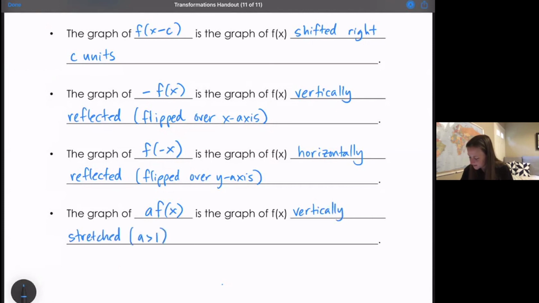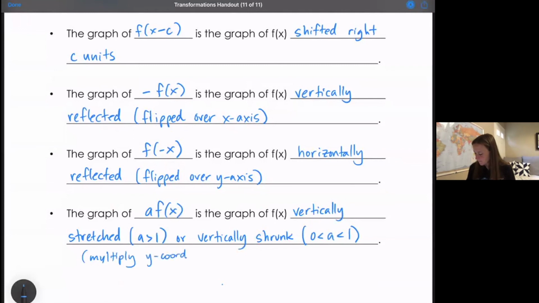And that happened when a was a big number, right? Stretching your paycheck with a big number, or vertically shrunk. And that's going to be a number that's less than 1. I'm going to say that it's between 0 and 1. We know that if the number gets negative, that's going to affect a flip. So vertically stretched or vertically shrunk, essentially all you're doing is multiplying the y coordinates by a, whatever that value of a is.